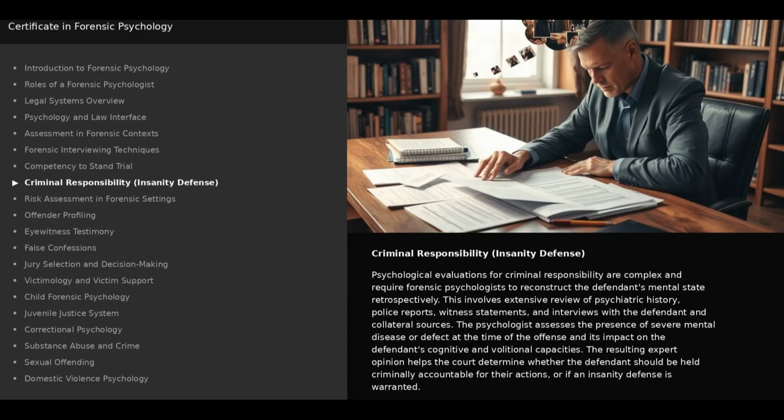Psychological evaluations for criminal responsibility are complex and require forensic psychologists to reconstruct the defendant's mental state retrospectively. This involves extensive review of psychiatric history, police reports, witness statements, and interviews with the defendant and collateral sources. The psychologist assesses the presence of severe mental disease or defect at the time of the offense and its impact on the defendant's cognitive and volitional capacities. The resulting expert opinion helps the court determine whether the defendant should be held criminally accountable for their actions or if an insanity defense is warranted.